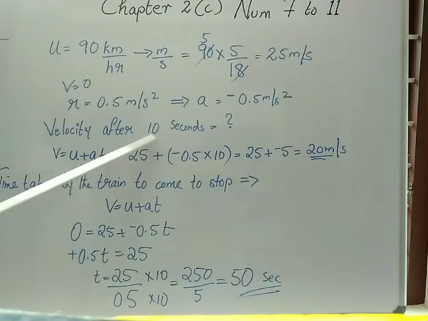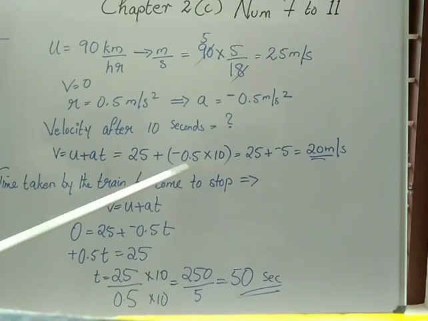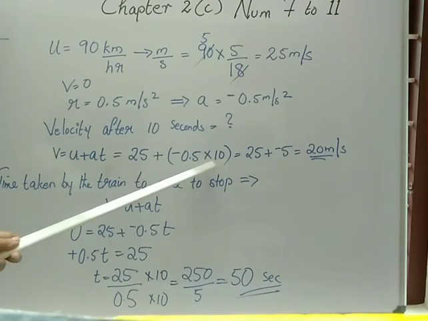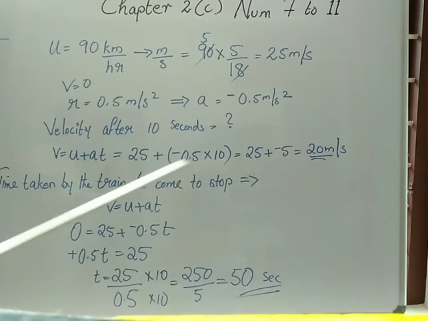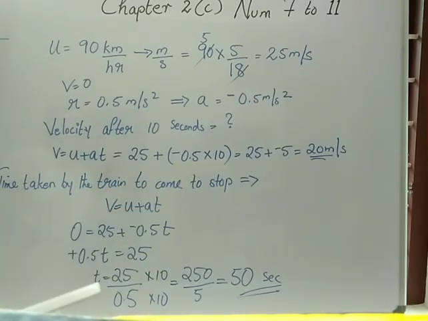Here it is asked, time is given as 10 seconds. So this time we are substituting into the formula: negative 0.5 times 10 will give negative 5. So 25 plus negative 5, you will get 20 meter per second. So we got the velocity of the object after 10 seconds.